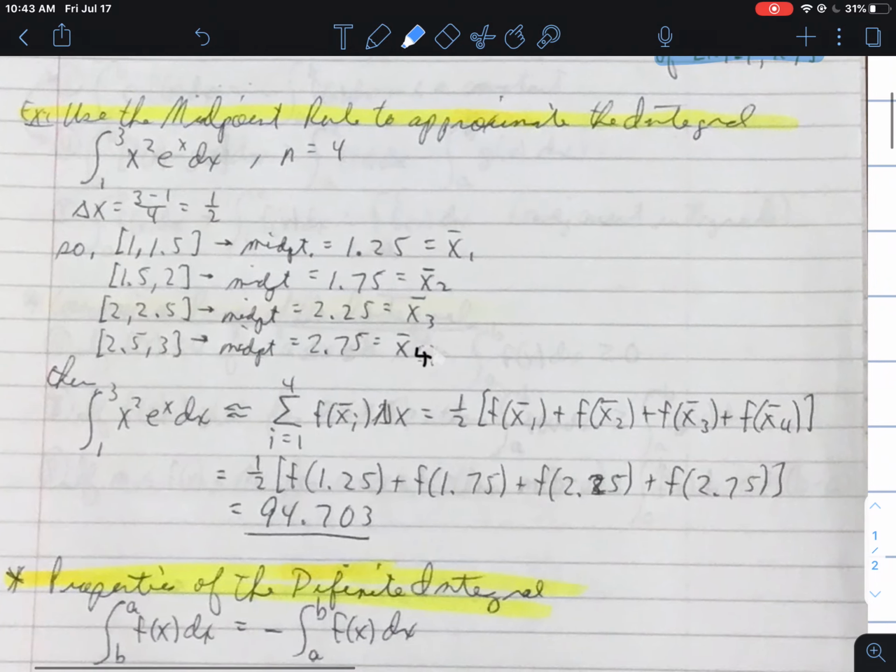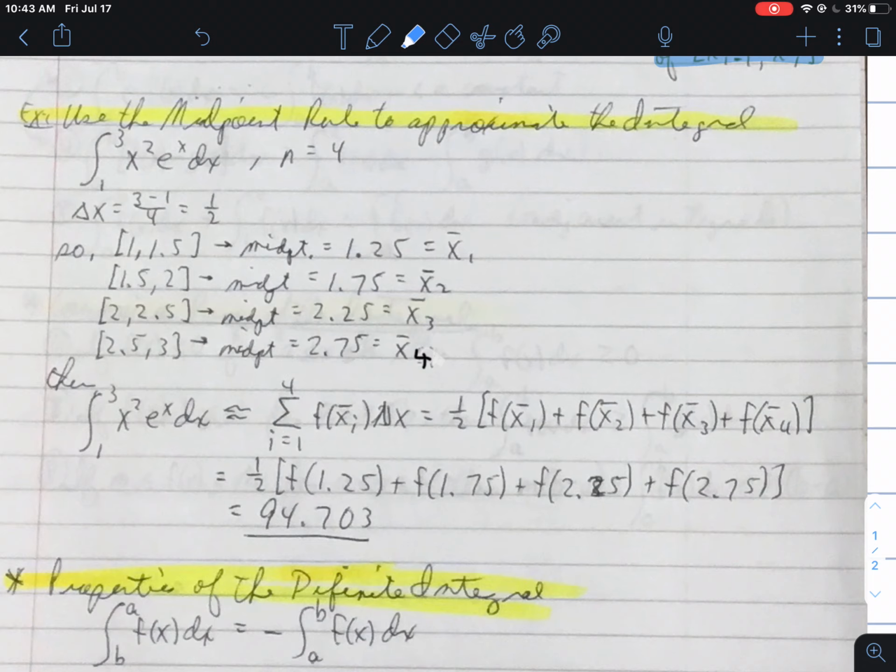So for example, let's use the midpoint rule to approximate the integral, this one from 1 to 3 of x squared times e to the x dx with n equal to 4 in this case. So delta x is b minus a over n, limits of integration, 3 minus 1 over 4. Now here again I have 1/2, as with the previous. Nothing special about that. Just happens to be delta x again.